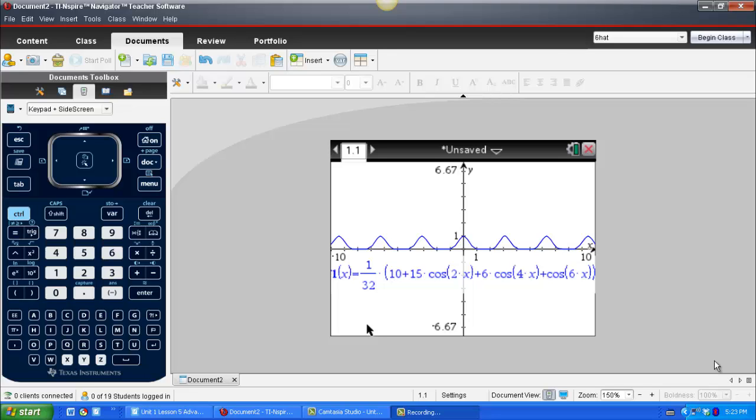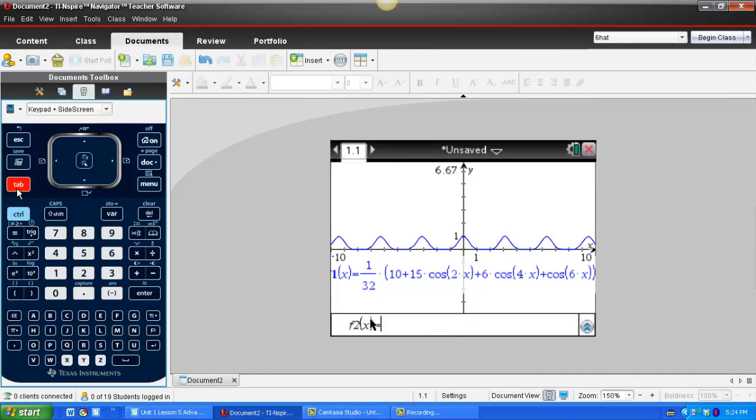I've already typed in our answer, 1/32, 10 plus 15 cosine 2x plus 6 cosine 4x plus cosine 6x to save some time. Now if I graph the original problem, which was the cosine of x raised to the 6th power, notice how we end up with the same function. So those two expressions are equivalent.